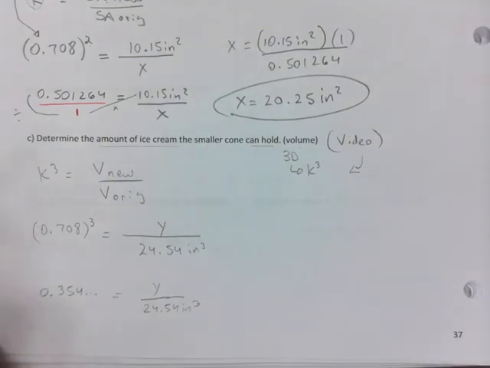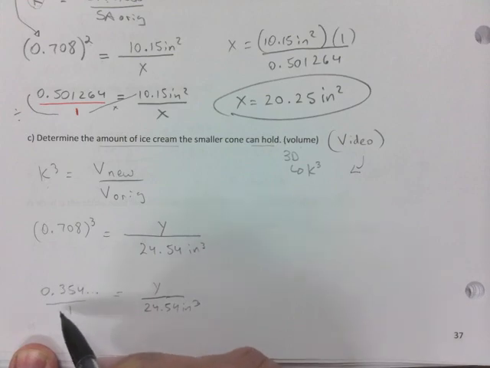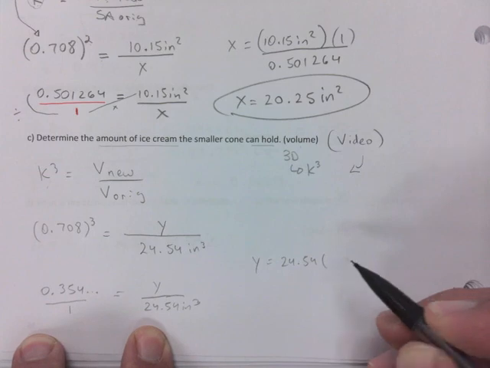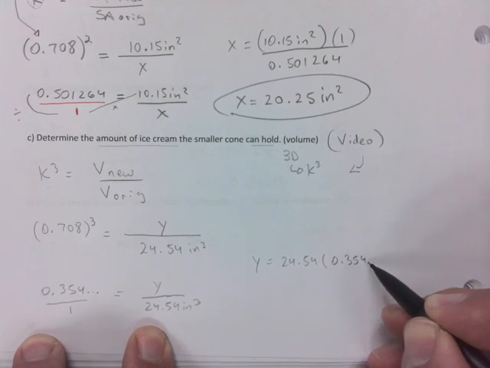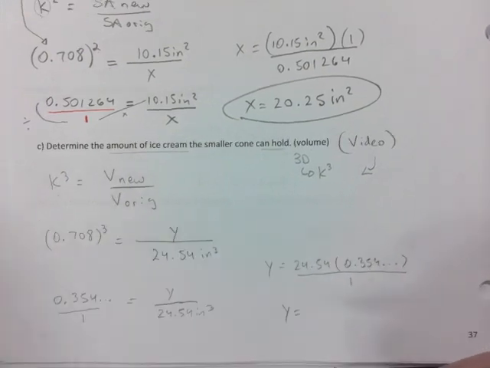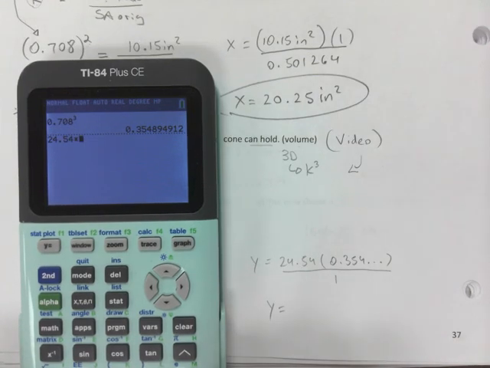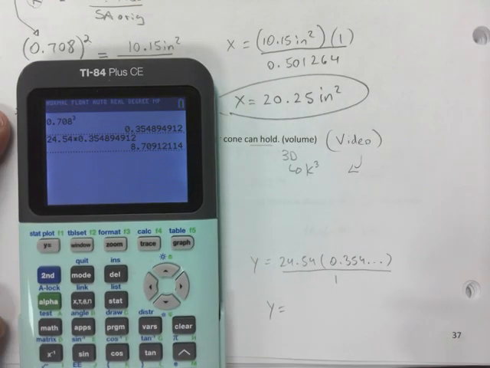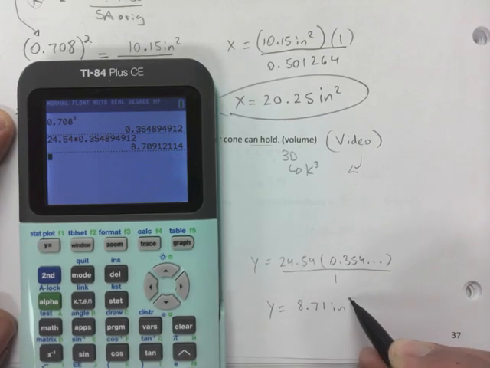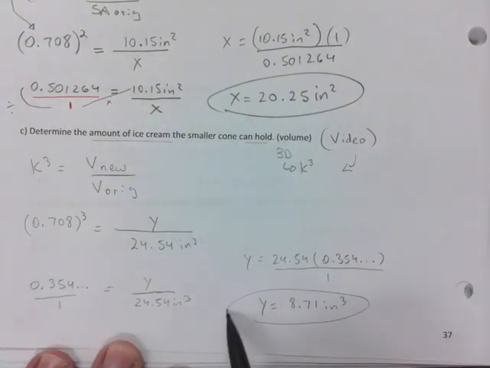And now we can insert the 1, right? So it's cross multiply and divide. So to get y, we're going to go 24.54 times 0.354 divided by 1, which is really not necessary. So I'm just going to go 24.54 times that, and we get 8.71 cubic inches because those were the only units present in this proportion.